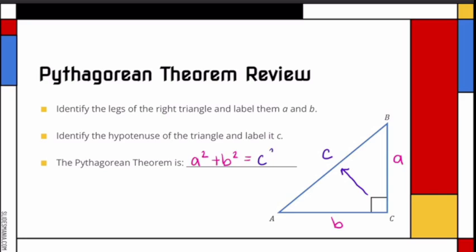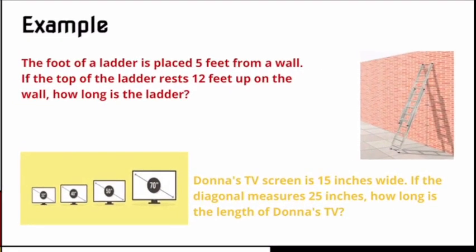So let's take a look at these two examples that we have up here. The first one is: the foot of a ladder is placed 5 feet from a wall, and there's a picture over here for us. If the top of the ladder rests 12 feet up on the wall, how long is the ladder? Okay, so if we draw a little picture here, I'm going to draw this here, and then this here, and I'm going to draw the length of the ladder. We have a right triangle here, okay? And we're going to use the information in the problem to figure out what goes where, okay?